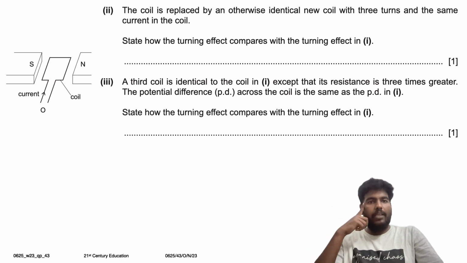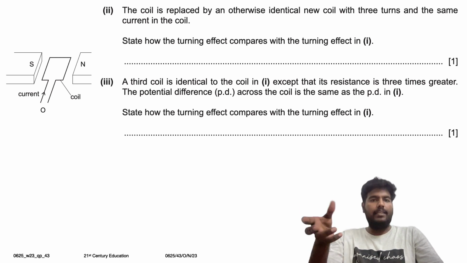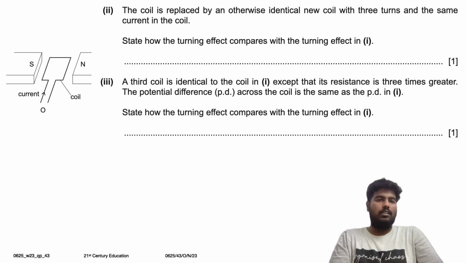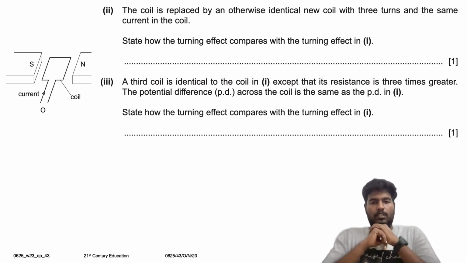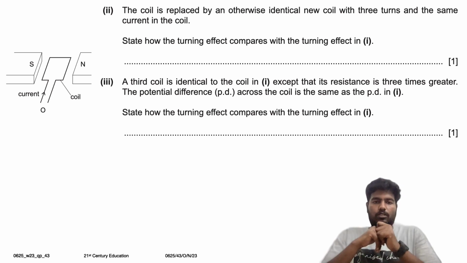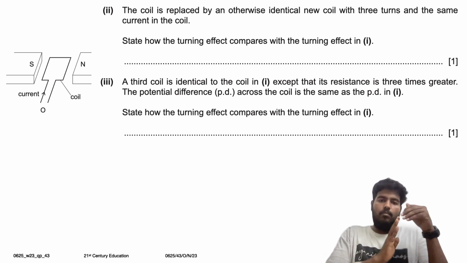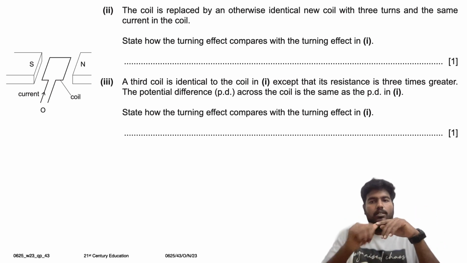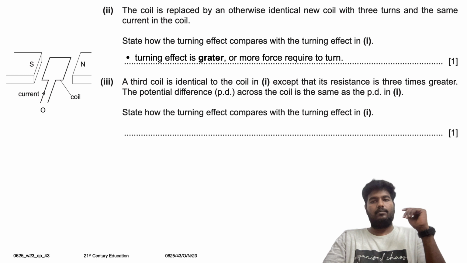The coil is replaced by an otherwise identical new coil with 3 turns, with the same current in the coil. State how the turning effect compares with the turning effect in one. So same current, but three loops. So what happens? You are cutting more wires, cutting the magnetic field. So you will exert more force. So the turning effect is greater.